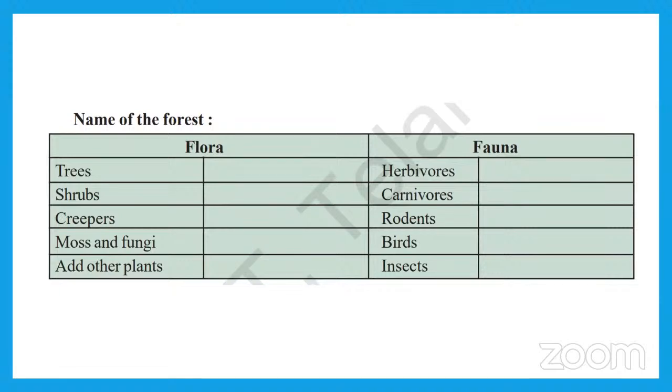Fauna means here herbivores which eat plants. Carnivores depend on other animals for food. Rodents means like rats, moles, bandicoots. Those all come under rodents. Birds, various kinds of flying birds and flightless birds. And insects, various kinds of insects. These all come under fauna.